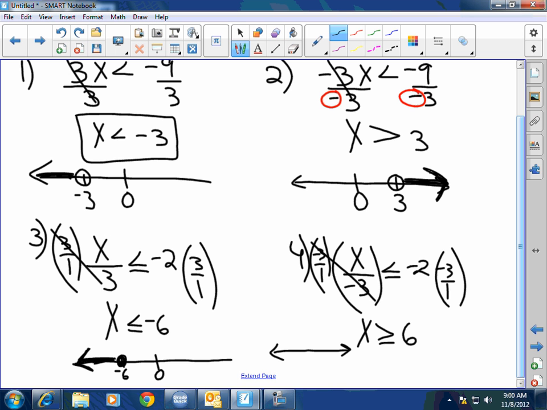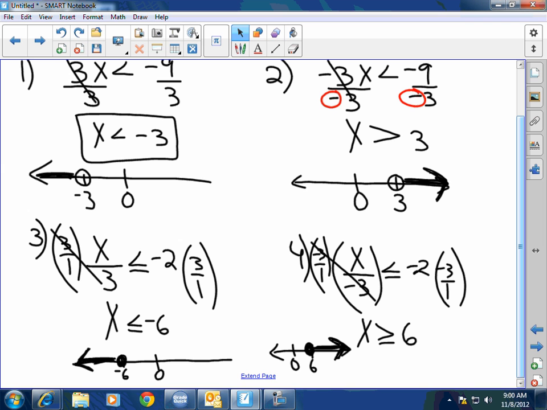So a small little graph here. Here's 0. Here's 6. Greater than or equal to, closed, filled in circle, and to the right. Does that make sense, guys? Yes, sir.